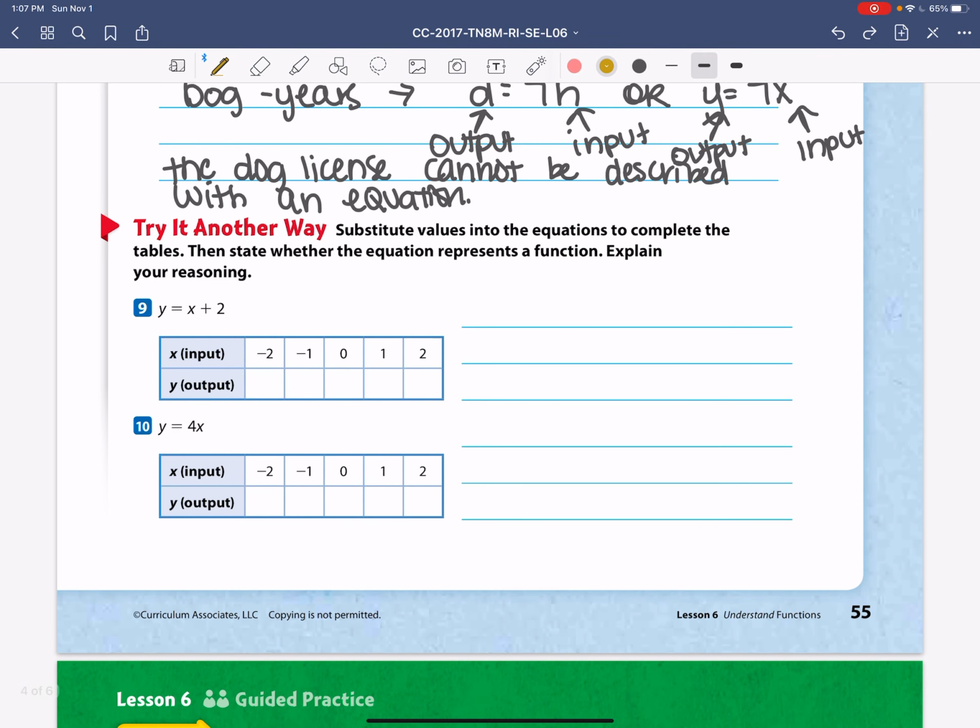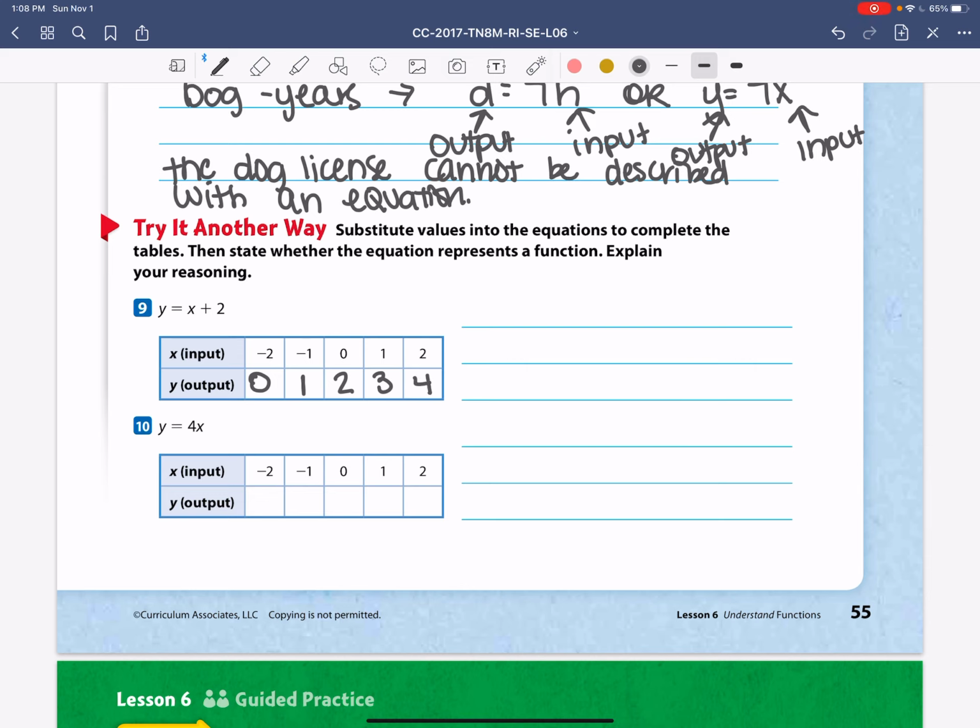All right, and we will move on to number 9. Substitute values in the equations to complete the tables, then state whether each equation represents a function and explain your reasoning. So our equation is y equals x plus 2. Since x is your input and y is your output, every time we have a new input, we just add 2 to it to get our output. So -2 plus 2 is 0. -1 plus 2 is 1. 0 plus 2 is 2. 1 plus 2 is 3. And 2 plus 2 is 4.